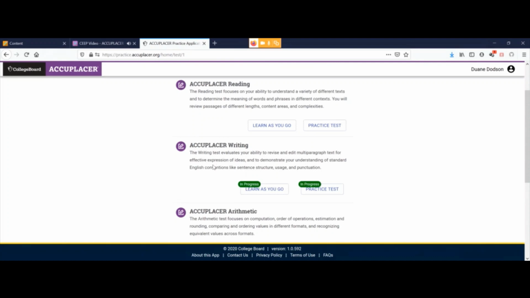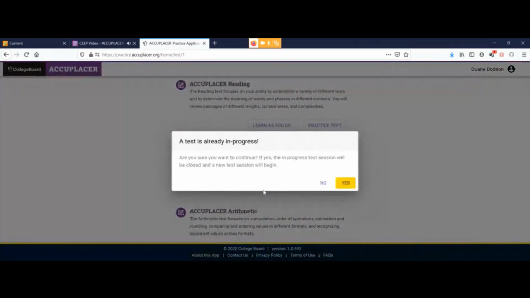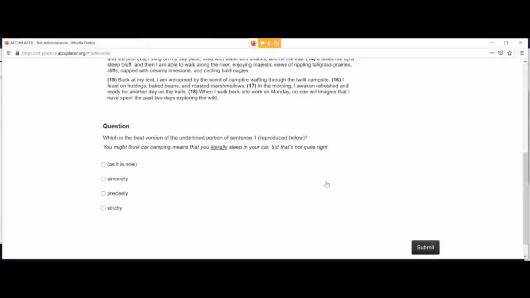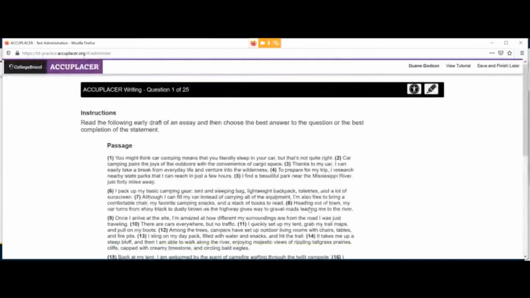So for ACCUPLACER writing, you see there is the Learn as you go option as well as the practice test. The Learn as you go option I mentioned earlier, that's the one that we are going to use for today because it will provide us with the most valuable information. So I'm just going to go ahead and click on Learn as you go. I've already begun that test. I'm just going to click on No here so I can start it again, and I will go back to the beginning.